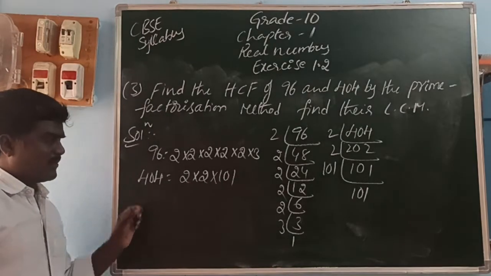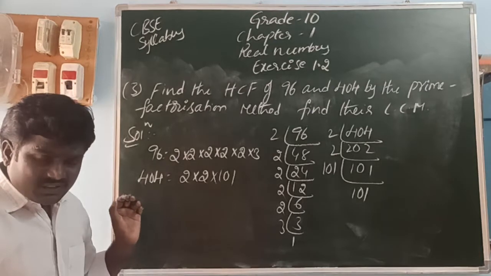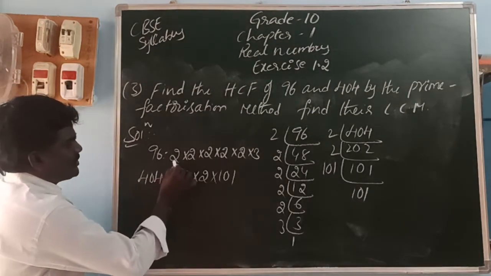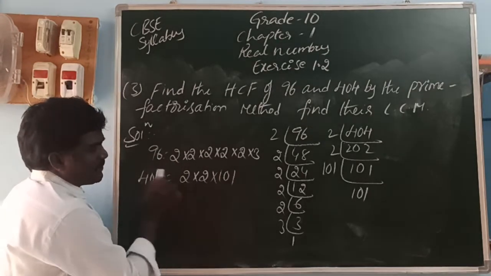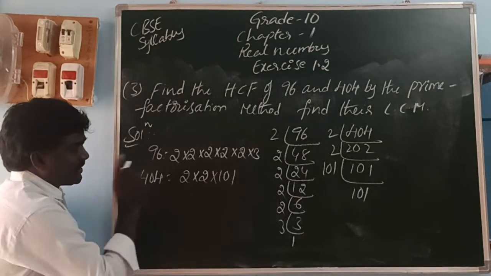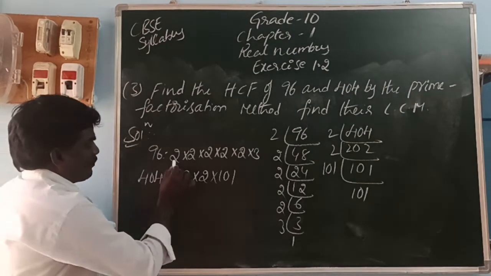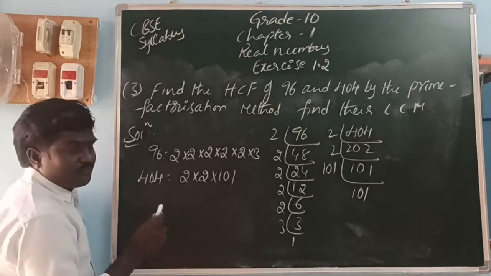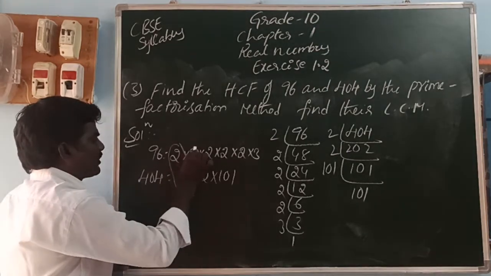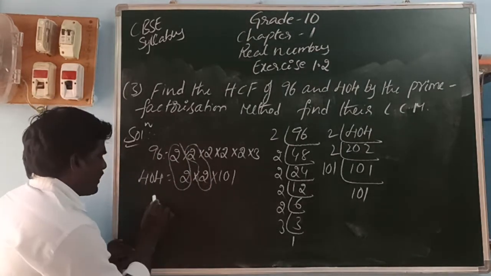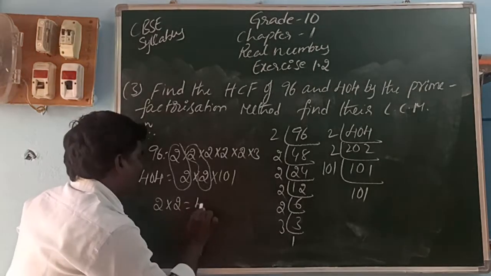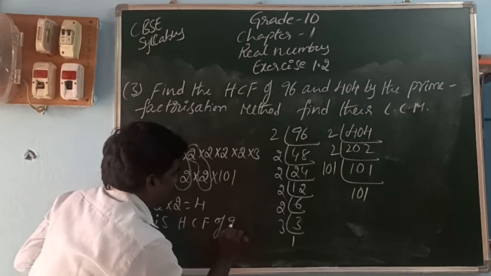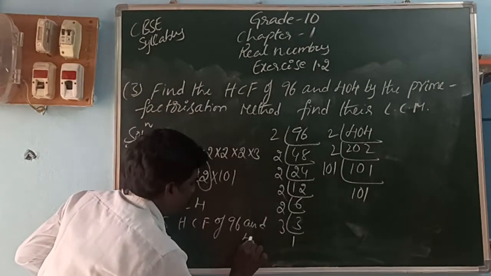So how do we take the HCF in prime factorization? The product of the least powers of the common prime factors. Here 2 appears how many times? 5 times. Here 2 appears how many times? 2 times. So the common prime factor is 2. Here 5 times 2, here 2 times 2. So what is the least? 2 times of 2. So the product of the least powers of the common factor is 2 into 2, that is how much? 4. So 4 is the HCF of 96 and 404.